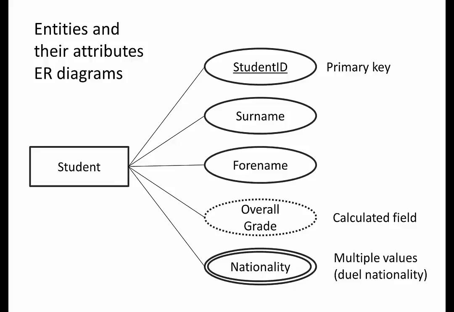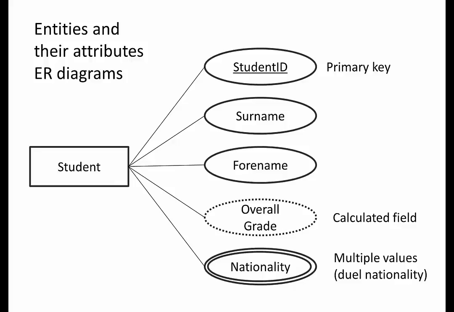We want to know what the overall grade of that student is at the end of their degree. Overall grade is not something that you enter into the database as a number. It's calculated from all the results throughout your modules and your courses. And calculated fields are given this dashed or dotted outline. So they're calculated from other information.